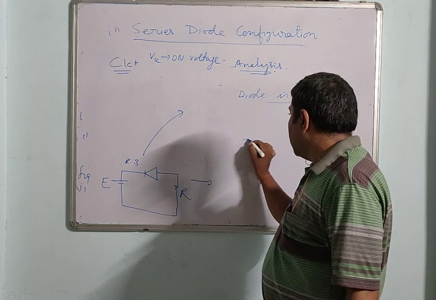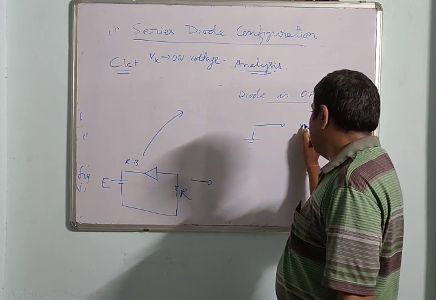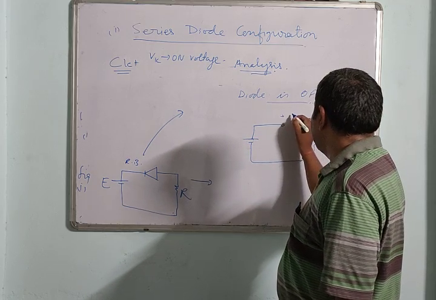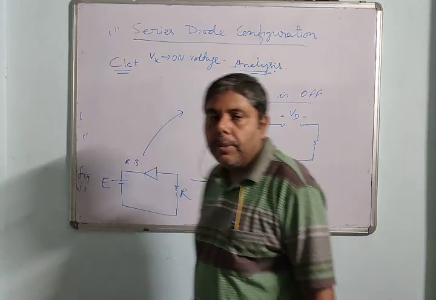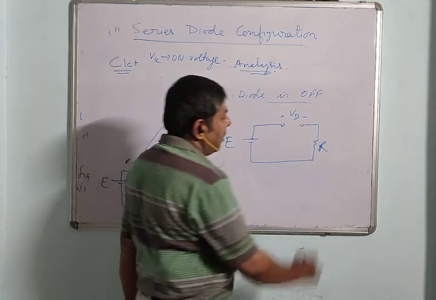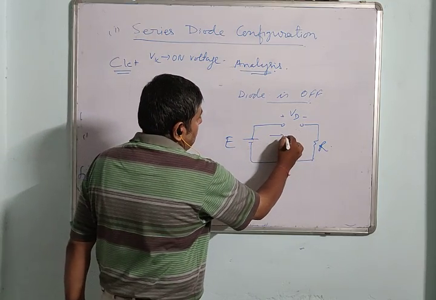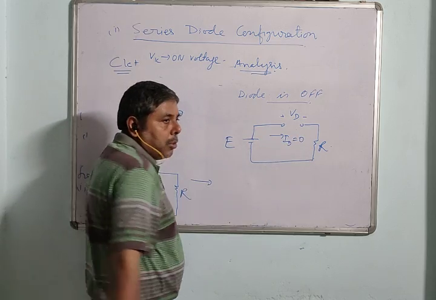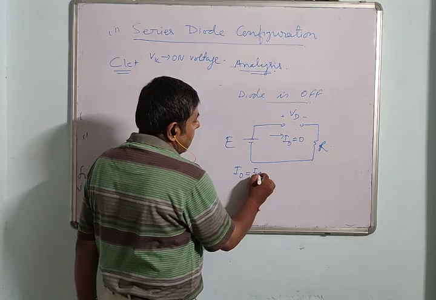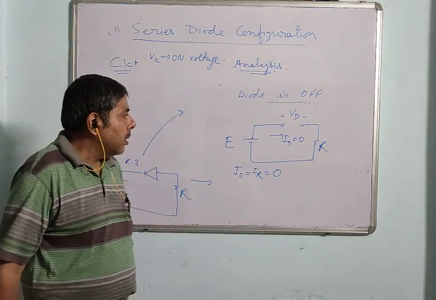So that's why you can replace this by open circuit like this. Suppose this is the drop of voltage. This is the battery. This is the resistance. So now you can calculate all voltages. So obviously current is 0. This current is 0. So diode current and resistance current, these two currents are 0 due to this open circuit.